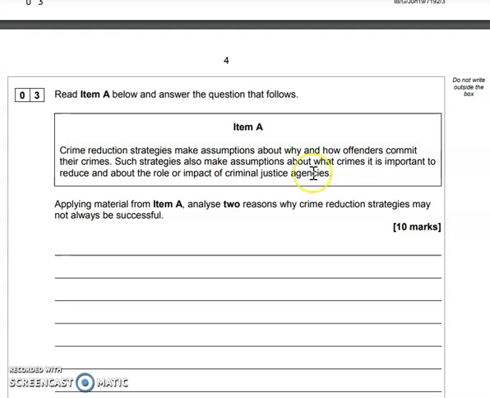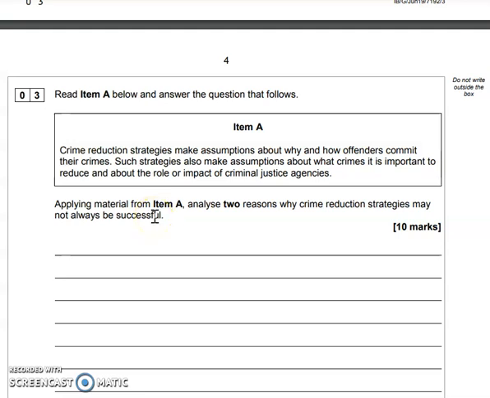Some students just described some crime prevention strategies, but didn't identify why they're not always successful. Some drifted into talking about why they were successful, which meant that they didn't gain any marks there.